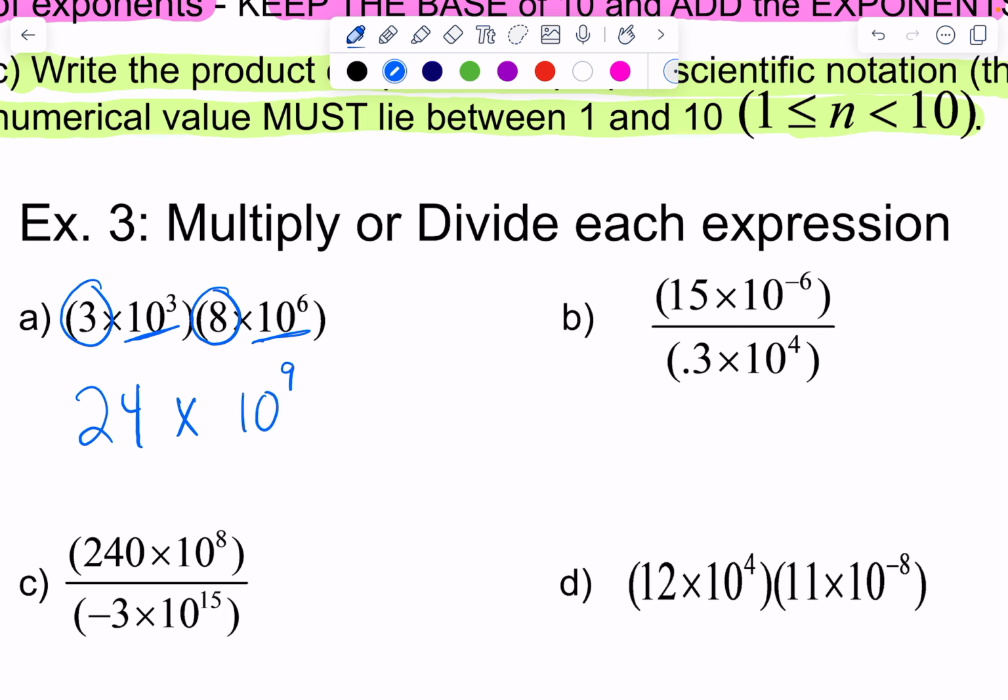Last step, we must convert this to proper scientific notation. That means I have to move this decimal 1 to the left. Please note that 24 is larger than 1, so I'm going to add 1 to the exponent, making it 2.4 times 10 to the 10th power.